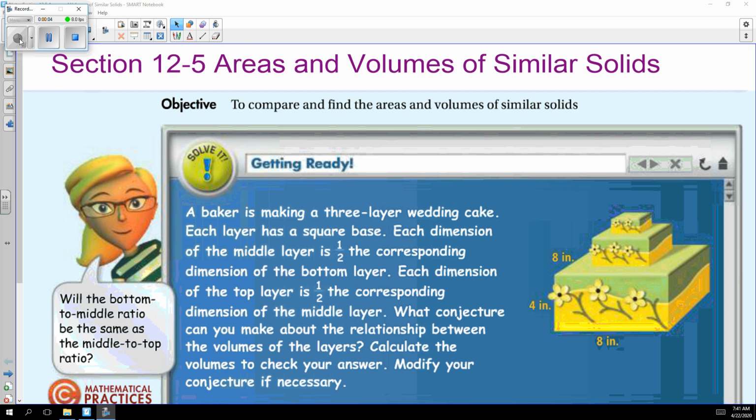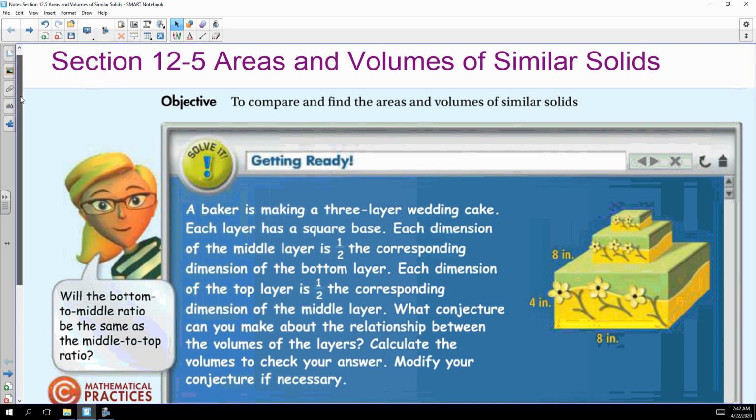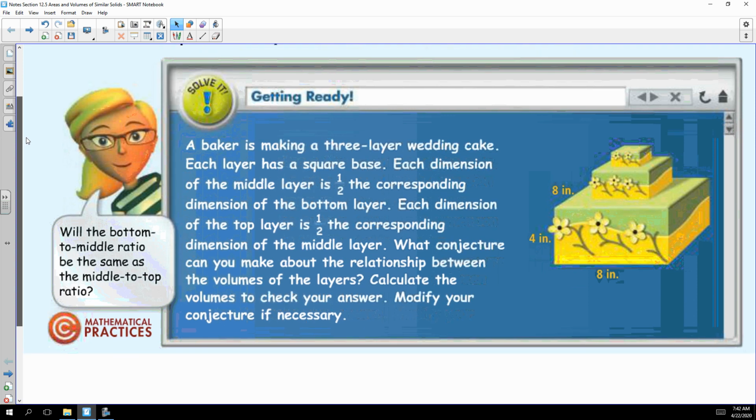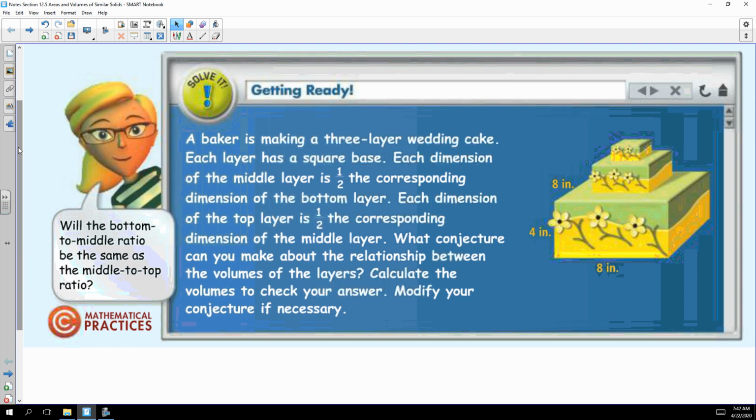Good morning, gentlemen. Today we're going to talk a little bit about area and volume of similar solids. I know that you've already done area of similar plane figures, flat shapes, two-dimensional shapes, and so now we're doing pretty much the same thing, but we're going to add a little extra to that now that we're talking about three-dimensional solids. I do think it's probably a good idea to just take a look at this particular problem and see if you can figure out what that relationship is on your own.